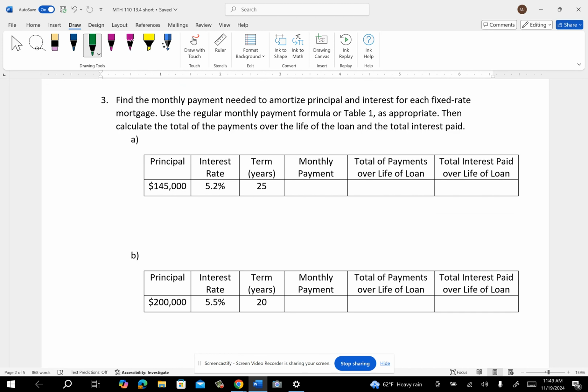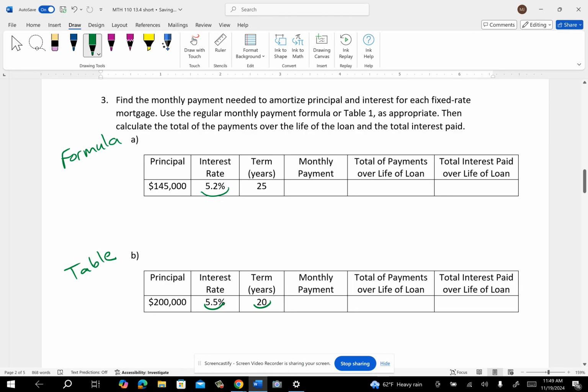If you look at Part A and Part B, notice on Part B that I could use the table. See, the interest rate is nice, okay, and the term. Both of those are in the table. So here I can use the table. But on this one, the interest rate, it's not a 5 or a 5.5, it's 5.2. So this one I'm going to have to use the formula.